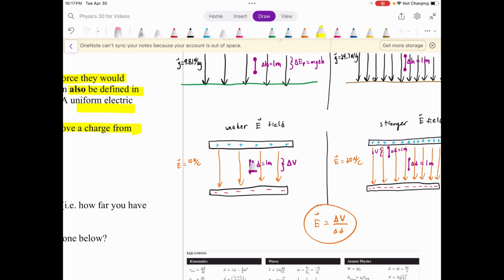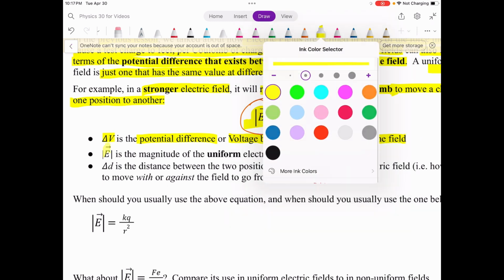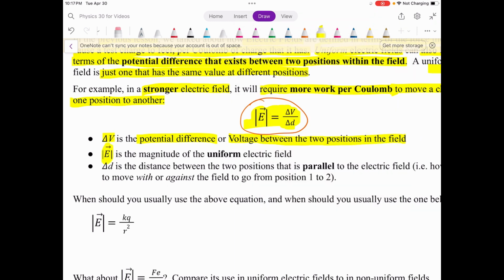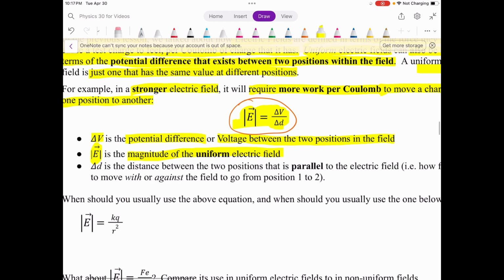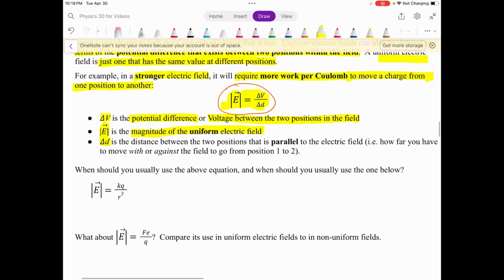What would be the difference in energy of a charge, for every coulomb of charge that it has, between these two positions? Joules per coulomb. E, we know that. E with the little arrow above, that is the vector, the electric field. It's the magnitude of the uniform electric field, because this equation really only works well with a uniform electric field. And delta D is the distance between the two positions that is parallel to the electric field.